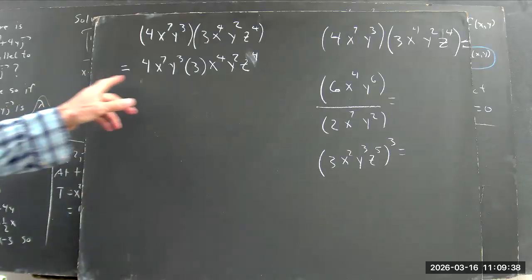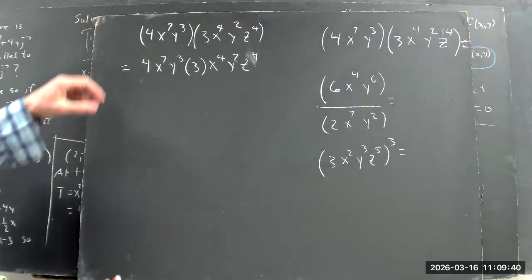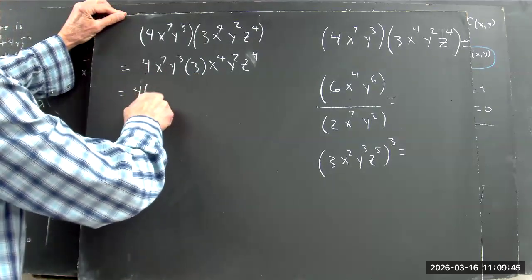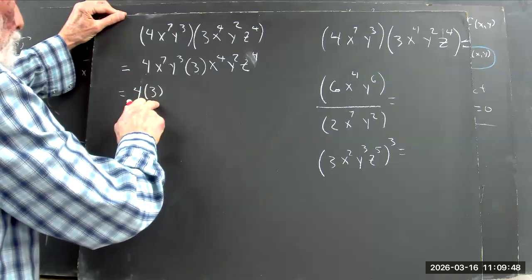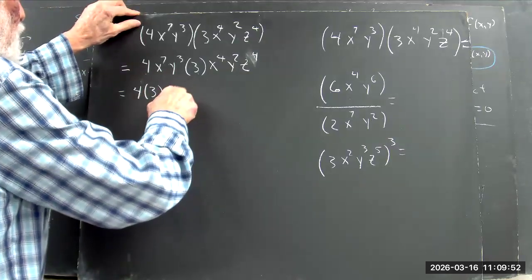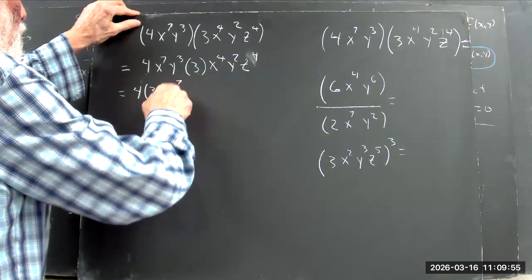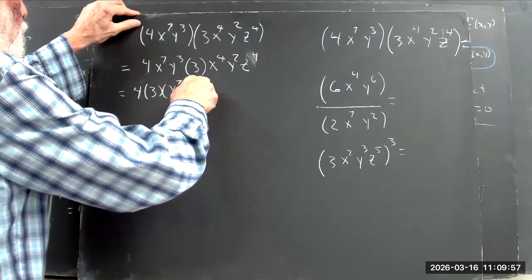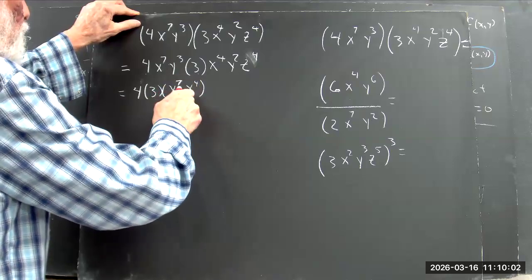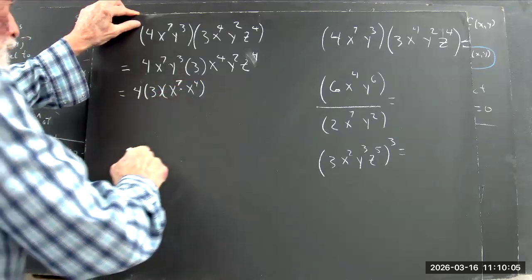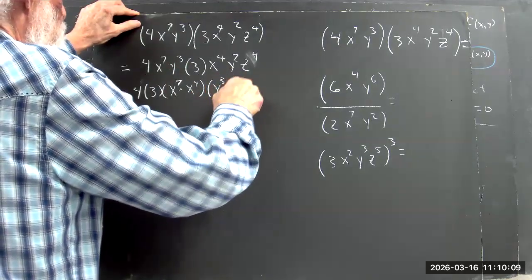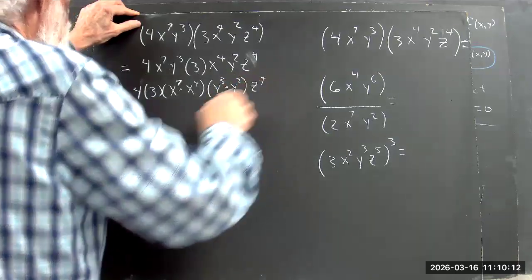Okay. Now, that's just a bunch of things multiplied together. So I can multiply the 4 by the 3. So I'm going to bring the 3 over here. So now I've got 4 parentheses 3. And that takes care of the 4 and the 3. Then I have x to the seventh times x to the fourth, and I put that in parentheses. And then y to the third dot y squared, z to the fourth.